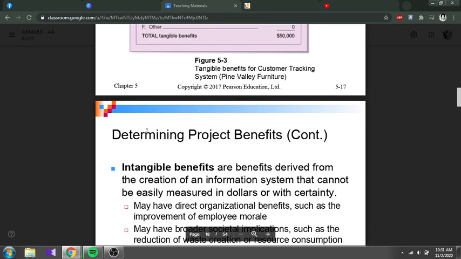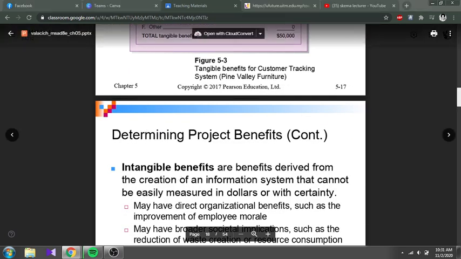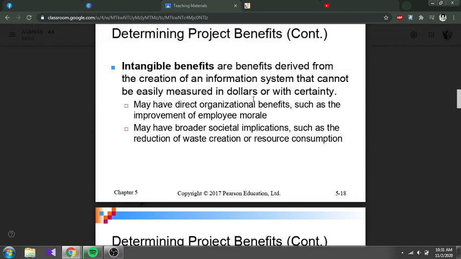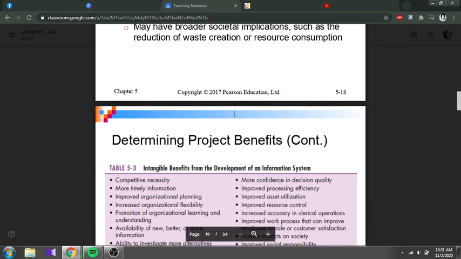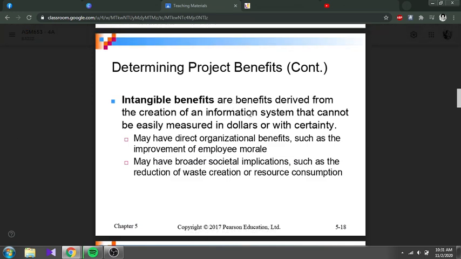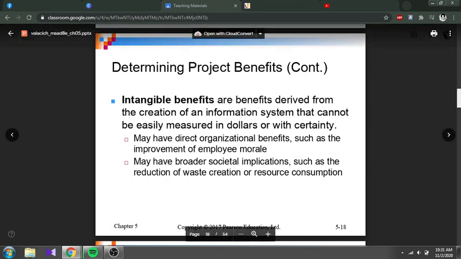Okay, now move on to the next one, the intangible benefits. These are benefits derived from the creation of an information system that cannot be easily measured in dollars or with certainty. They may have direct organizational benefits such as improvement of employee morale, and may have broader societal implications such as reduction of waste creation or resource consumption. Okay, this thing you cannot measure in figures on this intangible benefit.